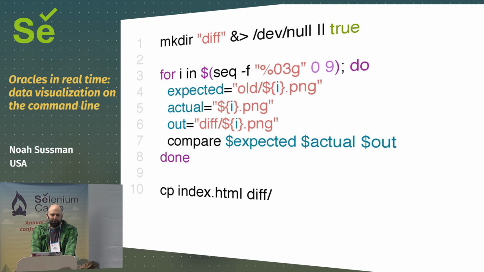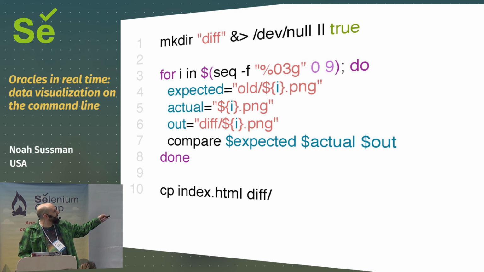This is what the code looked like to create not just that diff, but a whole set of diffs from two different Codeception runs. As you can see, it's really small. I'll just step through it really quickly because I know I'm running out of time. This is just plumbing. It just creates the directory. This is a bash for loop. I'm using the seq command to count from 0 to 9.